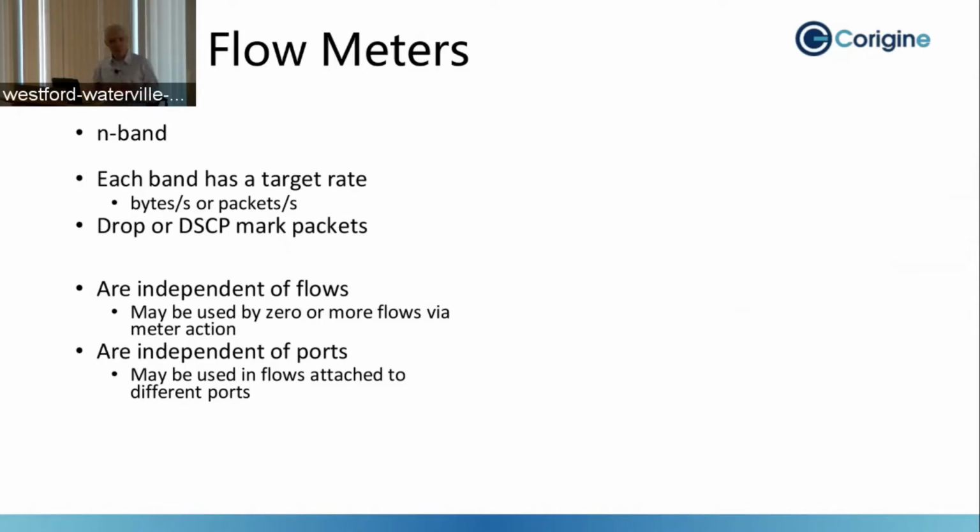Meters are independent of flows. So what does that mean? It means that more than one flow may use the same meter. I'll show an example in a minute. And they're also independent of ports. We know that flows are linked to ports, but you can have different flows attached to different ports which share the same meter.